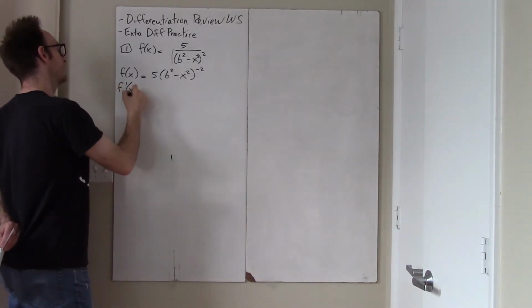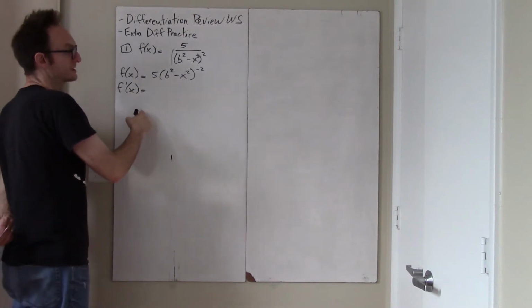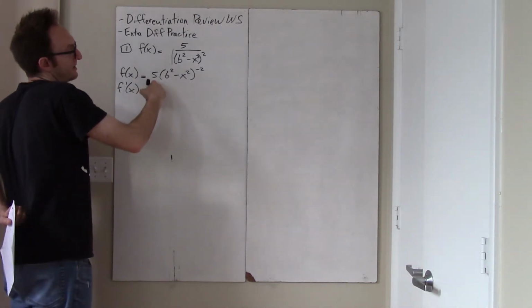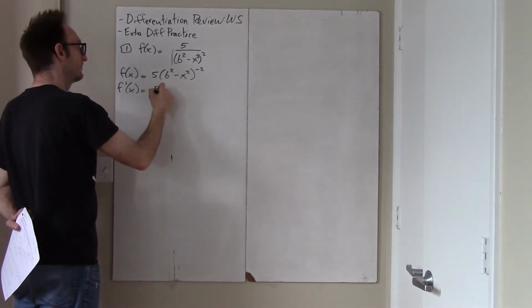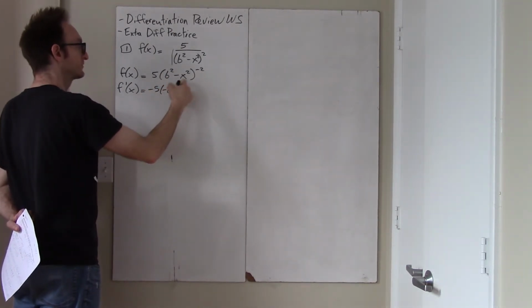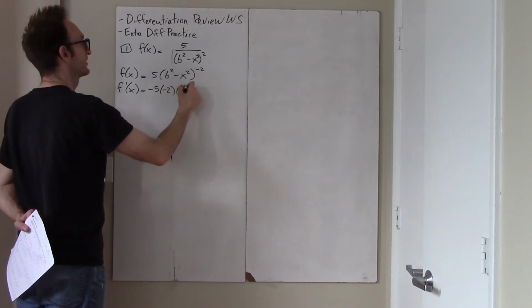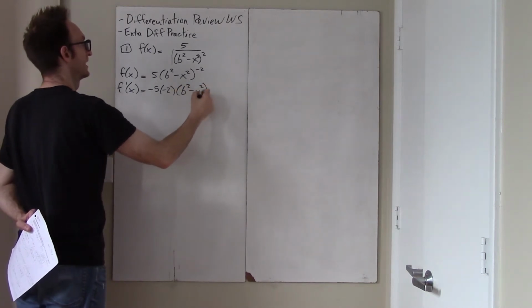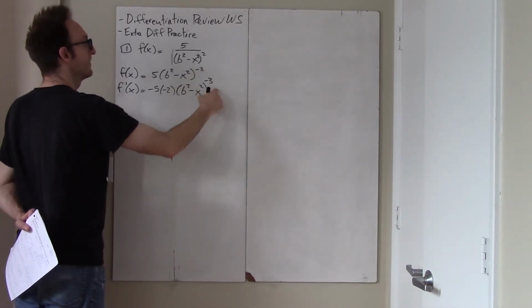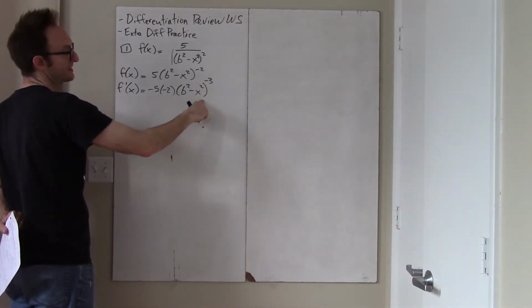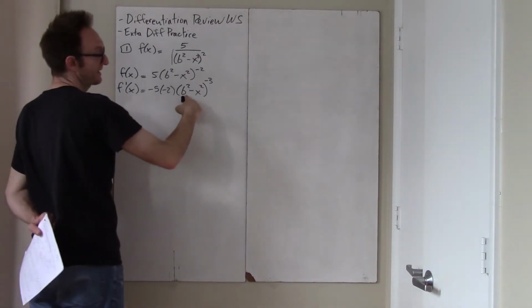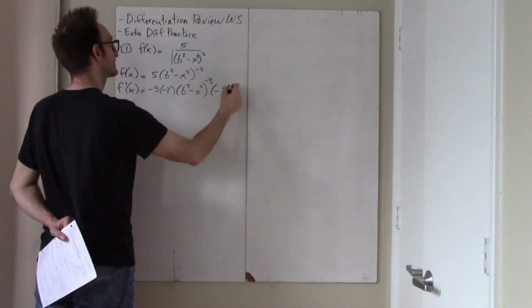And so, okay, now we go to take the derivative. Well, what is the derivative? 5 times something to the negative 2 should be 5 times negative 2 times something to the negative 3, times the derivative of the something back inside. And what is the derivative of b squared minus x squared? b is just a constant, so the derivative of that is 0, so that's just negative 2x.